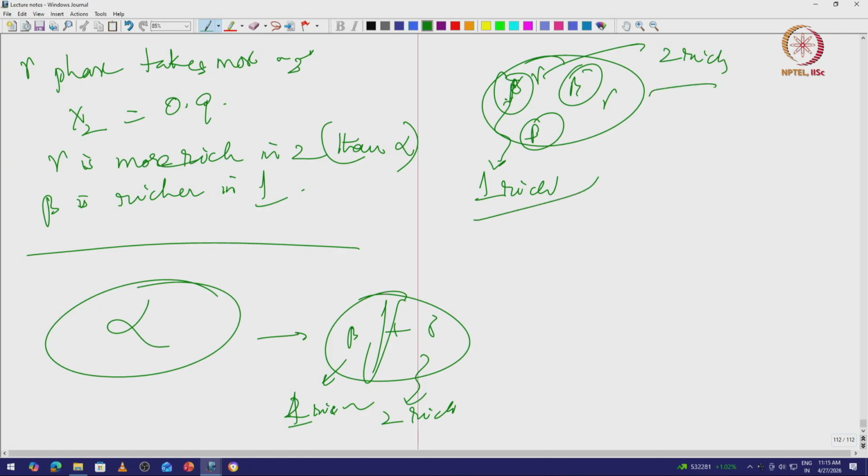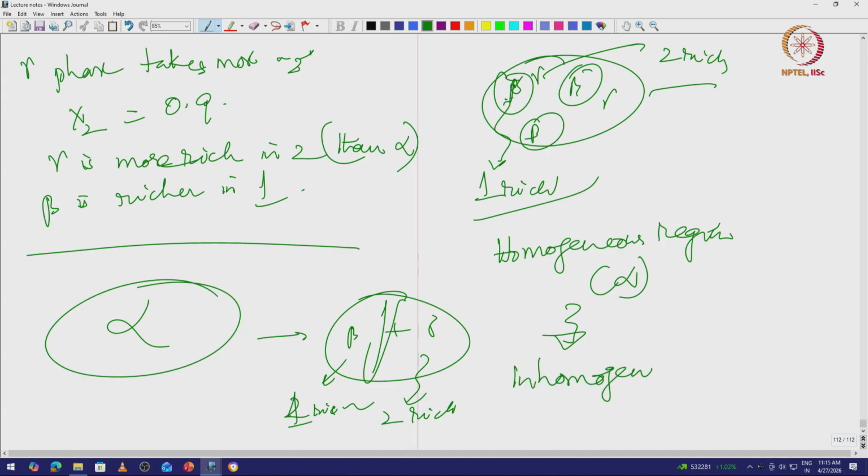So, I have taken a homogeneous region in composition, which is alpha, and I have converted it into an inhomogeneous mixture of beta and gamma. So, this is what the phase transition looks like.